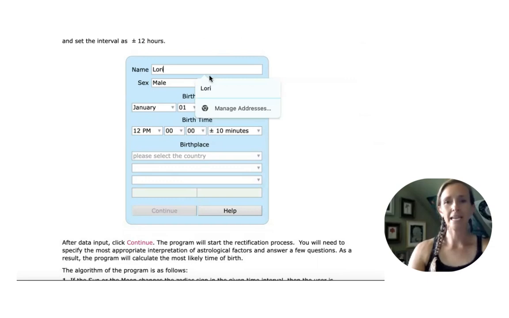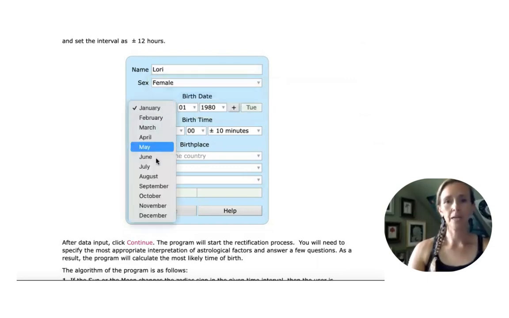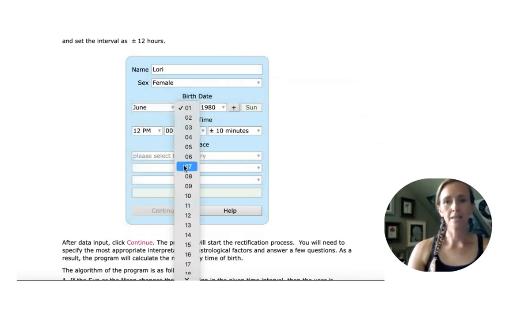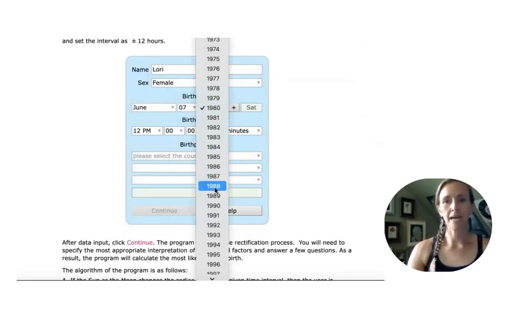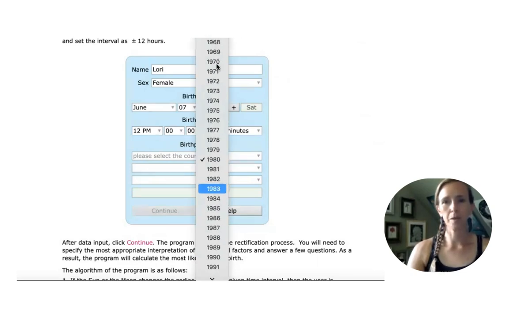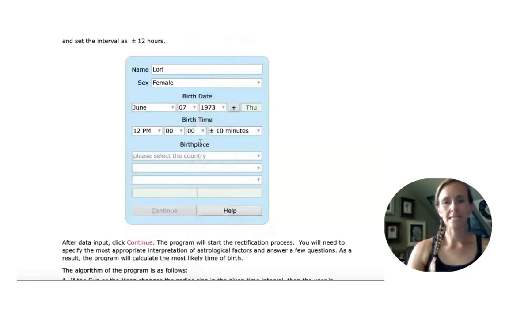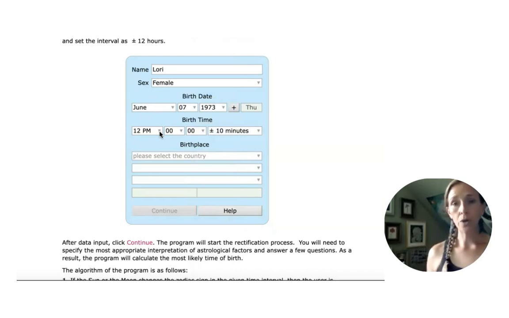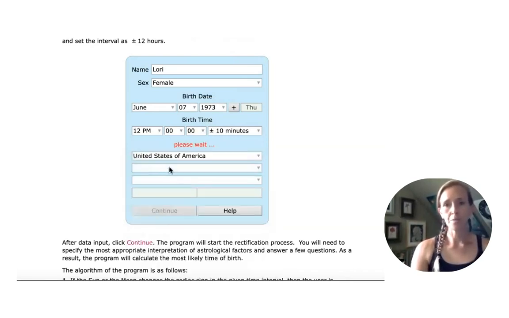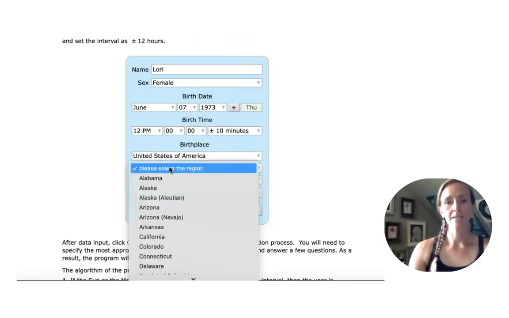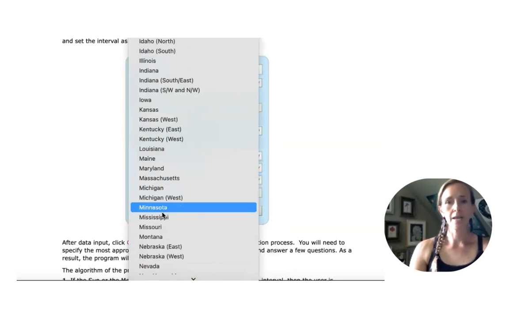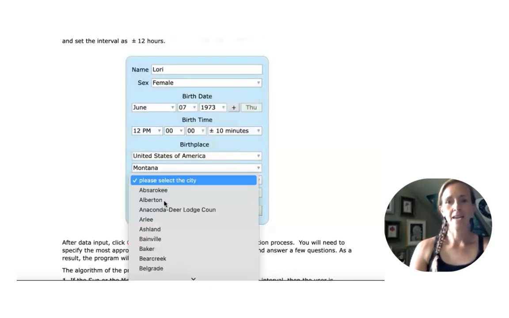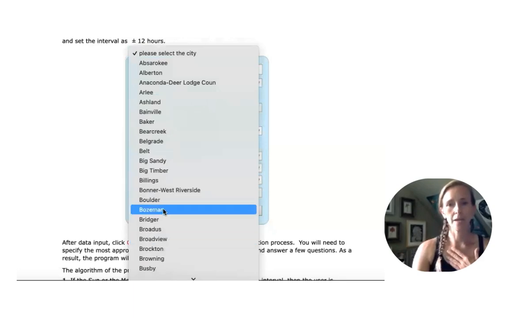So we've got this form for data below. So I'm going to put in my name, and then I'm going to put in June, and let's go with 7th. Let's make this person a Gemini, and let's make them born in, where are my Gen X years? Sorry, I scrolled right by them. Let's go with 1973. And then if you don't know your birth time at all, have no idea, just leave it here as listed as noon. And then we're going to make this person born in the US, and let's say they were born in Montana, and let's say they were born in Bozeman.